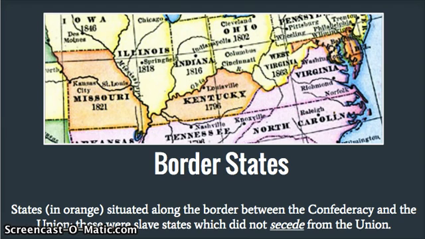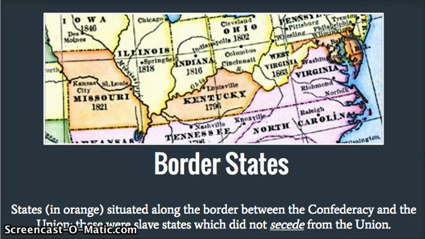Next, we'll talk about the border states more fully. The border states are states, pictured here in orange, which were slave states, or states which permitted slavery, but did not secede or break away from the United States with the rest of the slave states to the south.